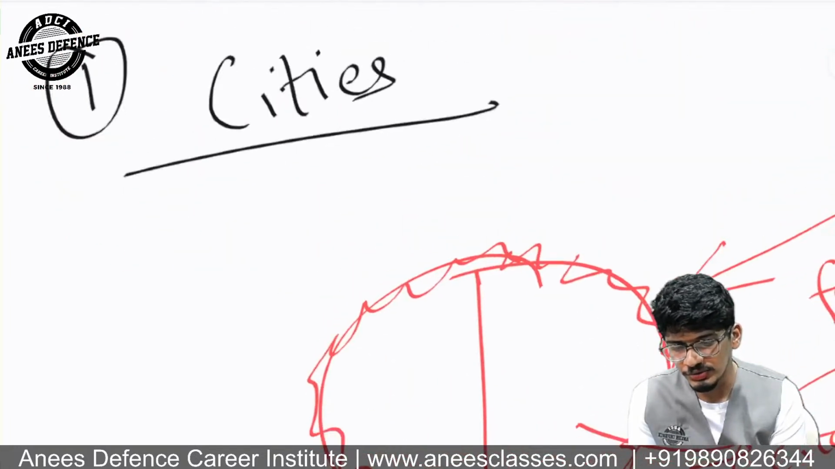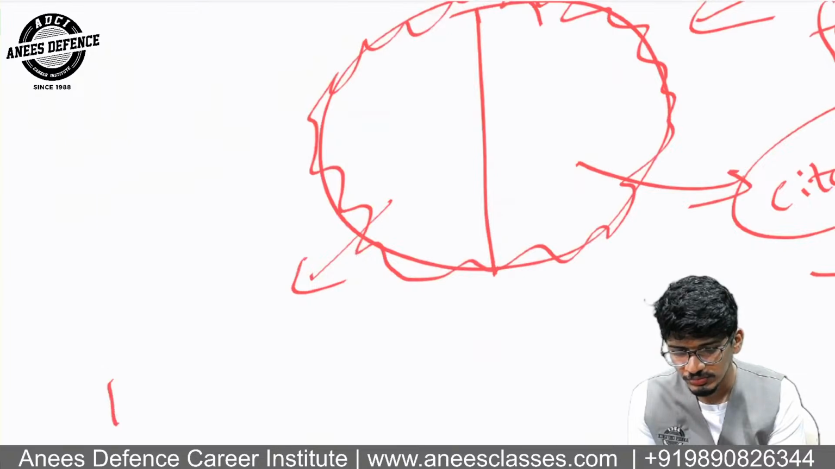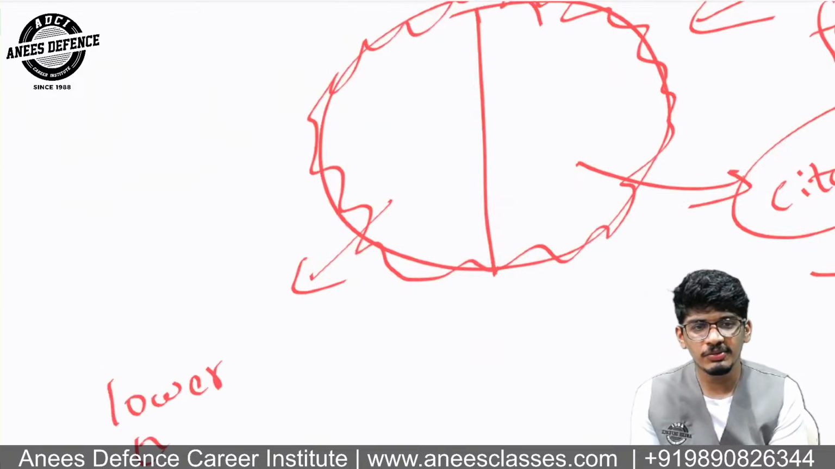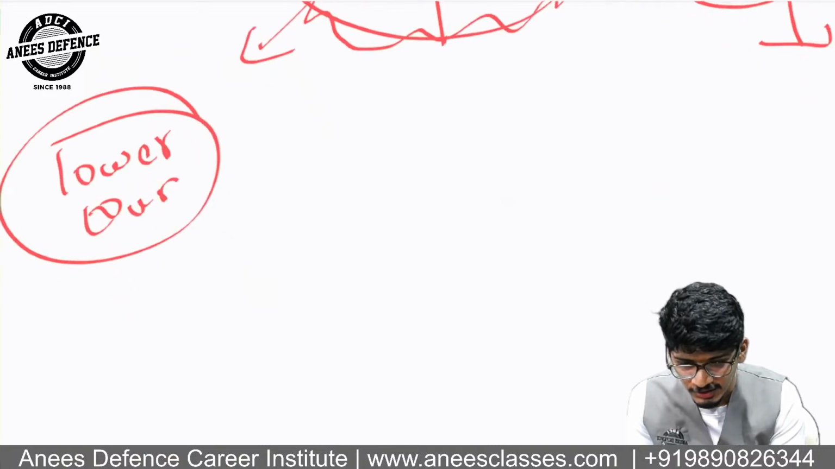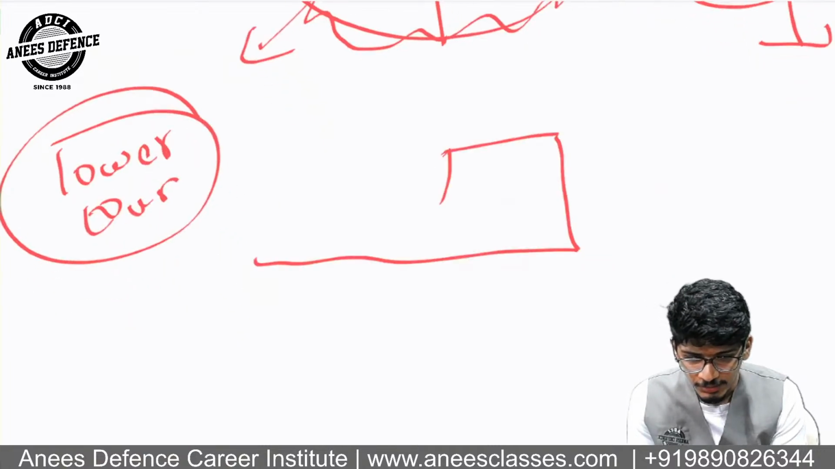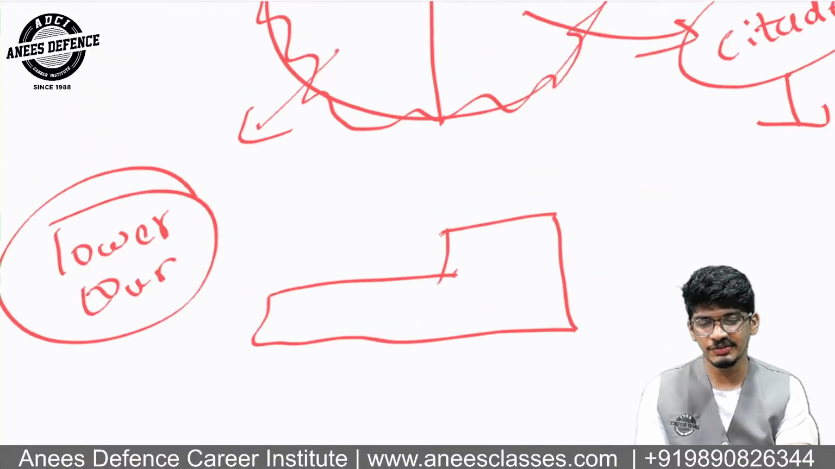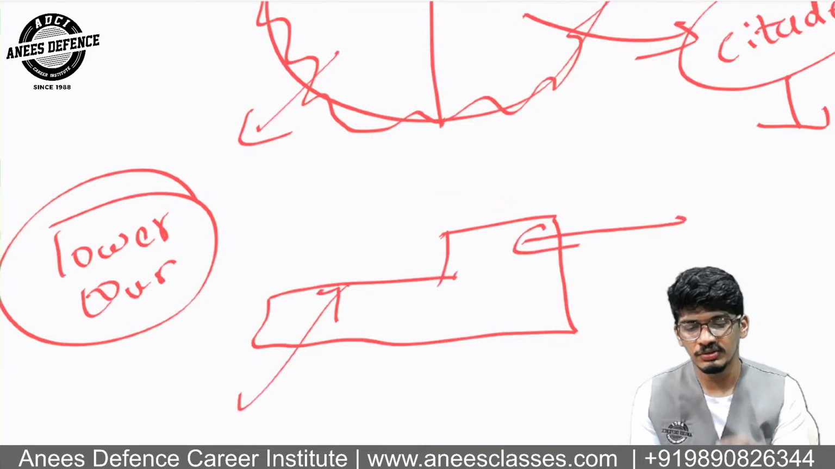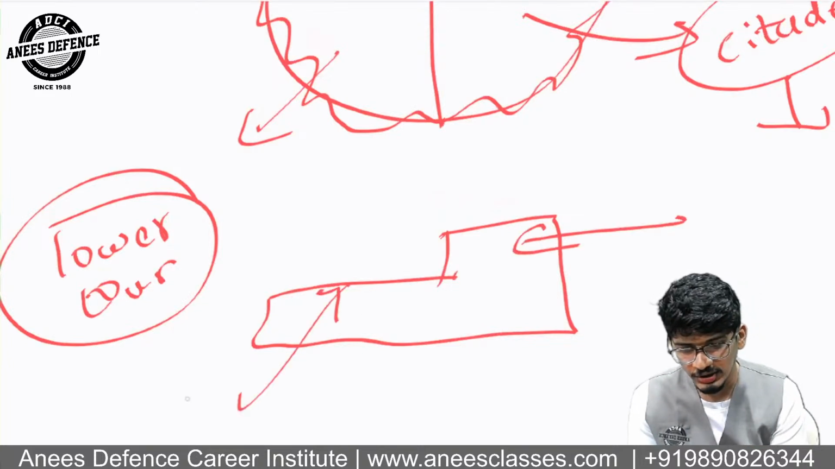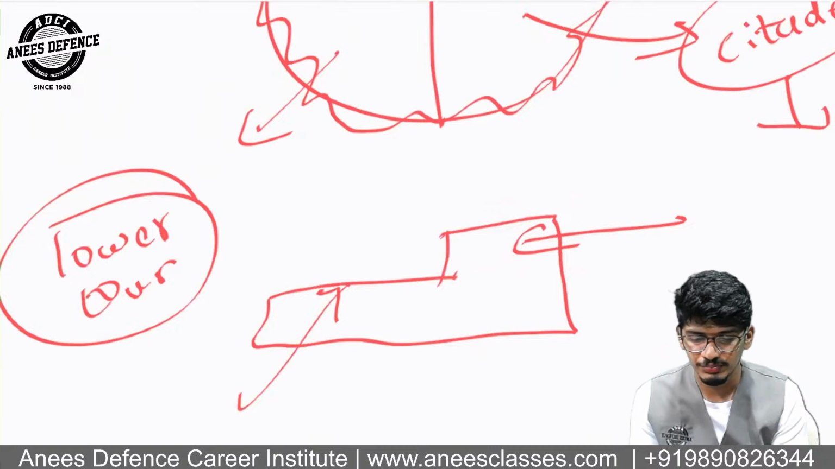The next part of the town is called the lower town. Now a question might arise in your mind. Why such a typical name? Because if you view the city in section, this part was raised up and this part was a little down, lower in level. This is called the lower town and the citadel.